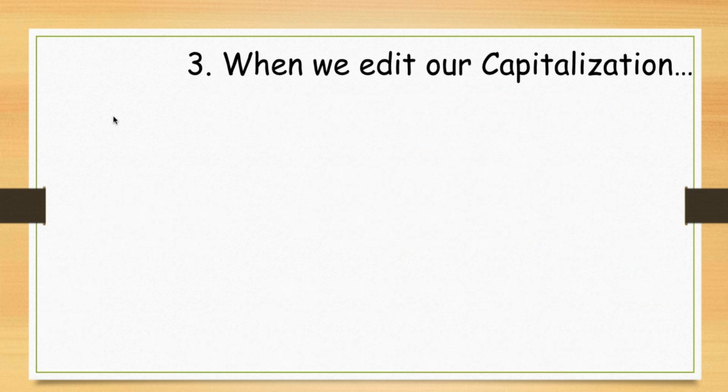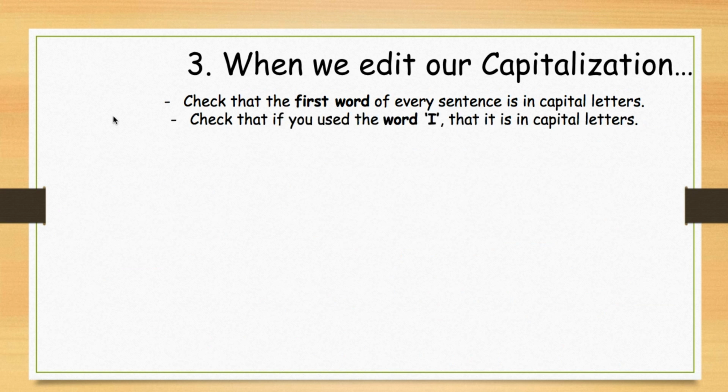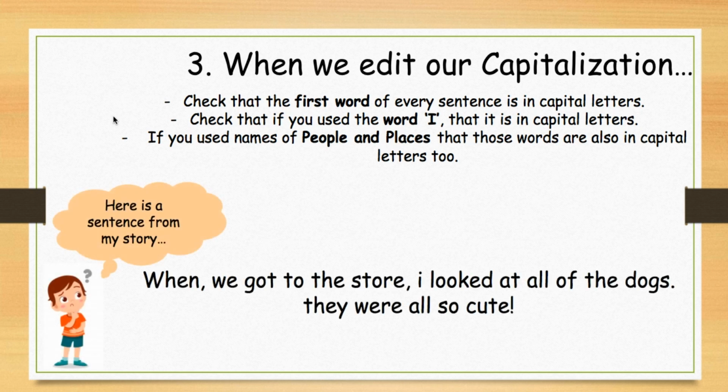3. When we edit our capitalization, check that the first word in every sentence is in capital letters. Check that if you use the word I, that it is a capital letter. If you use names of people and places, those too should be capital letters. Here is a sentence from my story. When we got to the store, I looked at all of the dogs. They were all so cute. What's missing?